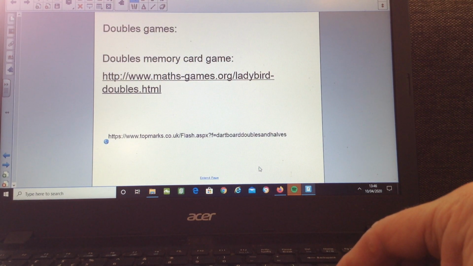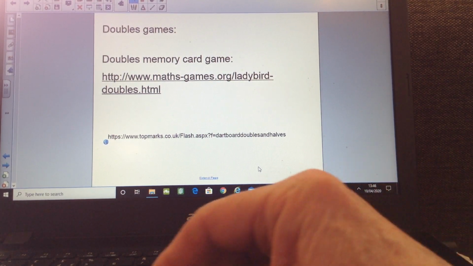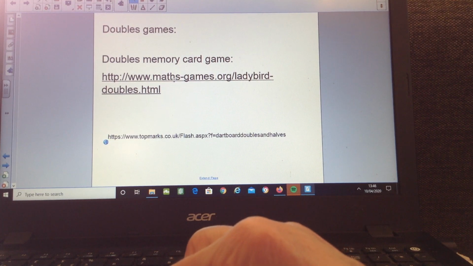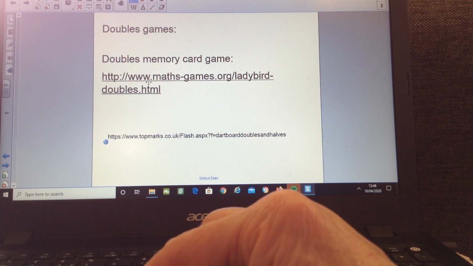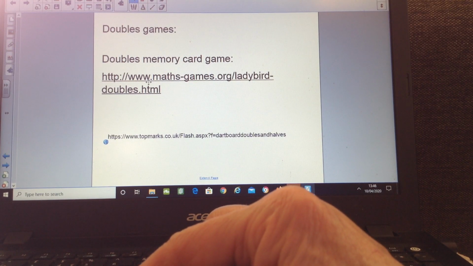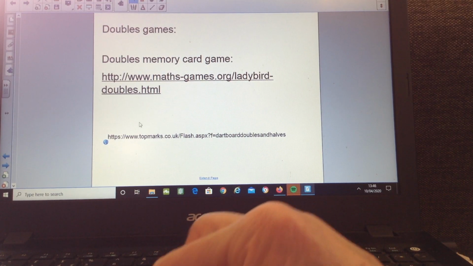Now, some games to finish off. You can dip into these at any time until you're really, really good at all your doubles. The top one, we're not going to go into that one right now. That is a memory game. So where you put lots of cards down and you've got to find the ones that match. But of course, it's done with doubles.